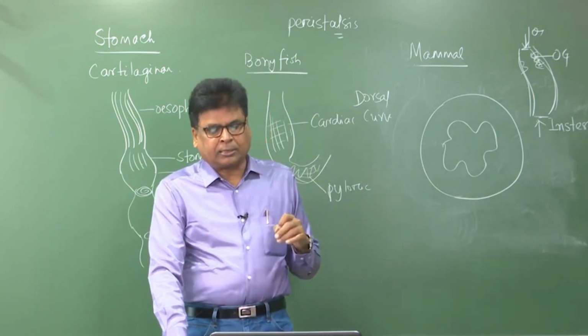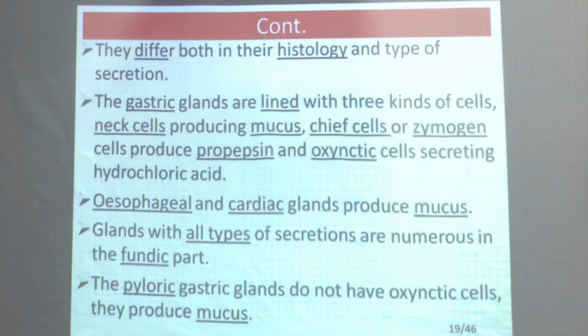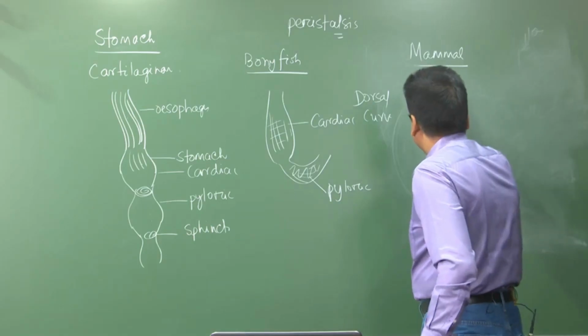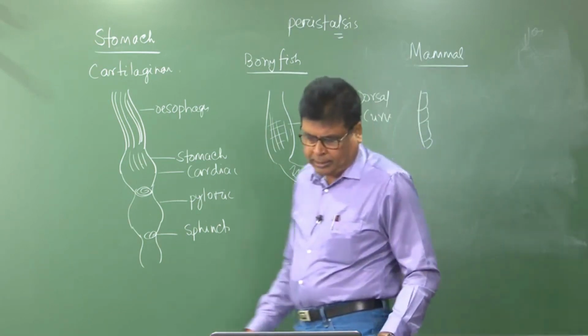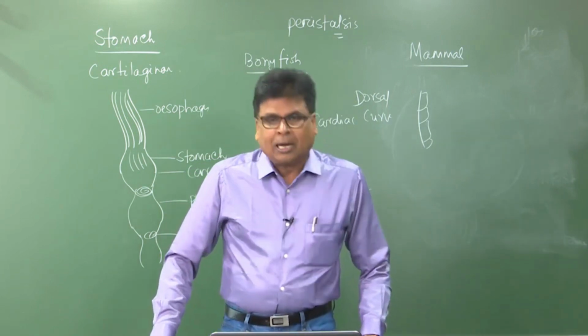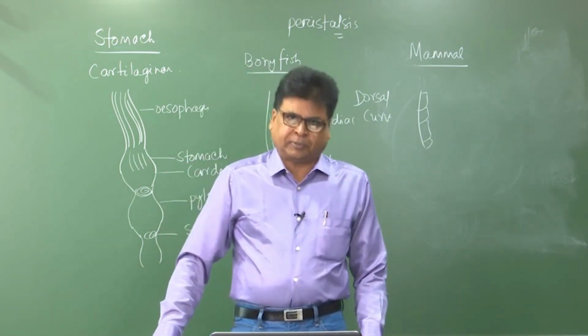So the gastric glands are lined by three kinds of cells. Why are they secreting different types of chemicals or fluids? Because they are lined with different cells. For example, this is the wall and these are the cells. I am taking one example: the gastric glands are lined with three kinds of cells.